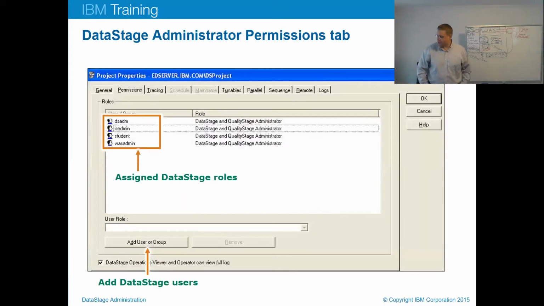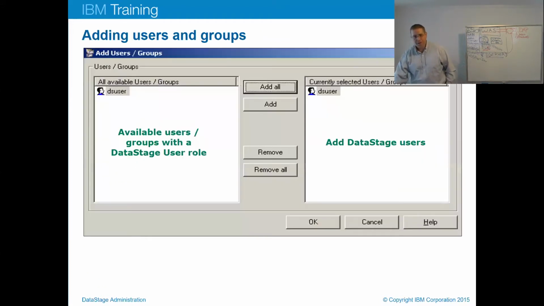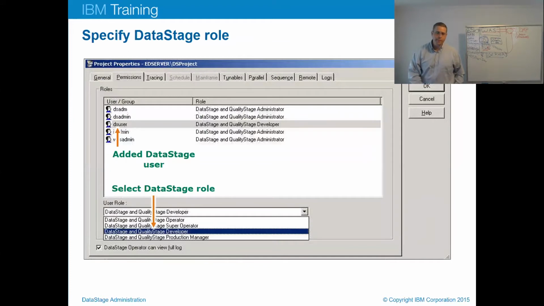Here's that permissions tab I showed you earlier. We see the admins all show up on the project. Anyone who's not an admin has to be explicitly added. Typically, we do it by group, but in this case, we're adding a user. The user is DS user. Once added to the project, we simply assign them a role. And again, just to remind you, operator can run jobs, but that's it. Can't open the designer. Super operator can run jobs and open the designer, but in read-only mode. Developer can design, edit, run, and compile, and a production manager can do everything a developer can do, but can also import into a protected project.